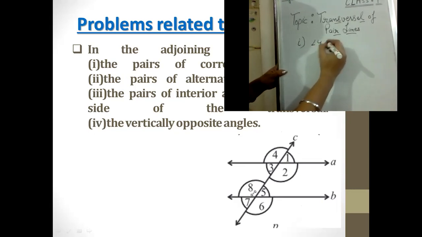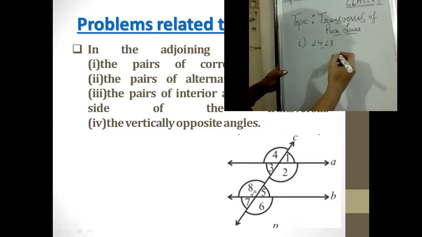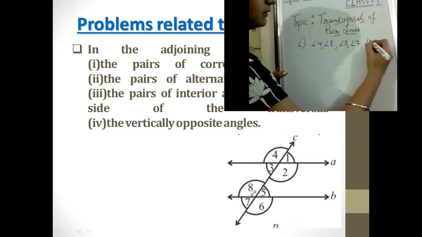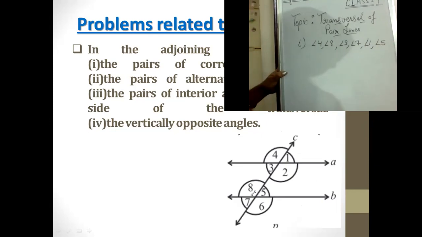angle 4, angle 8, then angle 3, angle 7, then angle 1, angle 5, yes, then angle 2 and angle 6. Yes, do it with me, students.